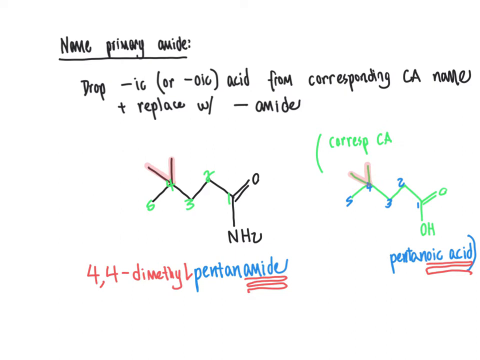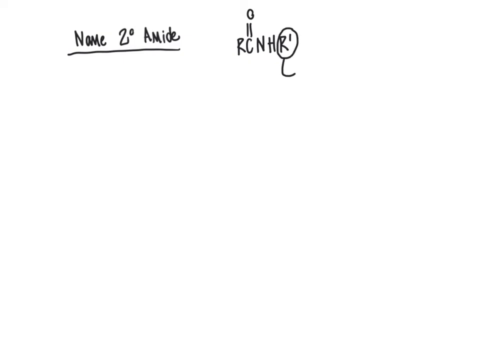Let's take a look now at naming secondary amides. Specifically, when we are naming a secondary amide, the challenge that we're going to run into is that we have alkyl groups directly bonded to the nitrogen atom. So with our secondary amide, we have our nitrogen, and then we have one hydrogen, but we also have an R group here that I'm calling R prime, and we need to name that group. The way that we are going to name that group is as a so-called N group.